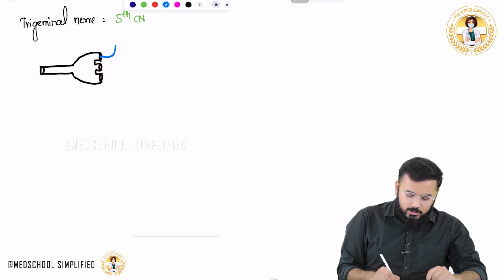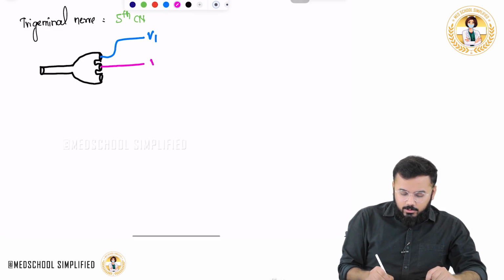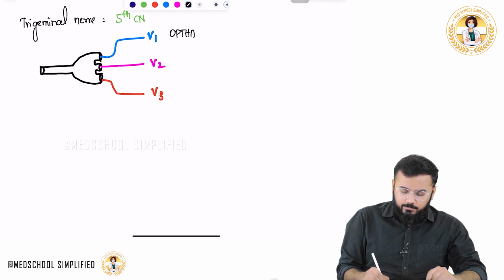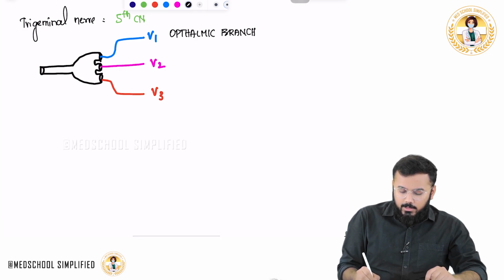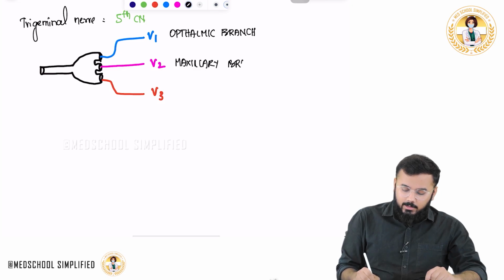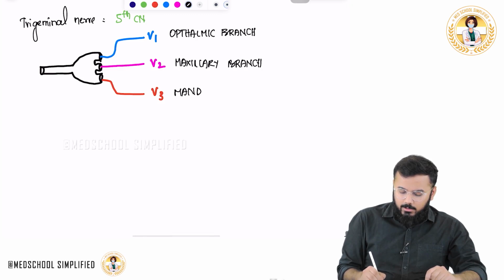The first branch which it gives here is called V1. Next, this is the second branch called V2, and finally we have the third branch called V3. What is this V1 branch? V1 is called the ophthalmic branch, or you can also call it the ophthalmic nerve. Next, V2 is called the maxillary branch. After that, V3 is called the mandibular branch.